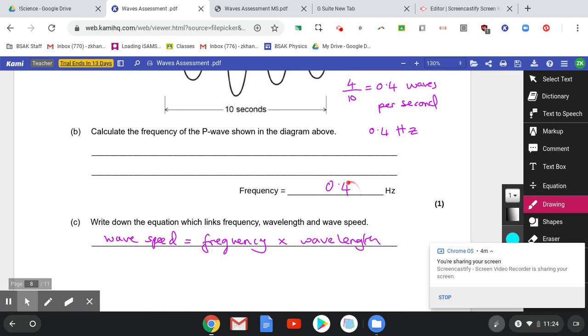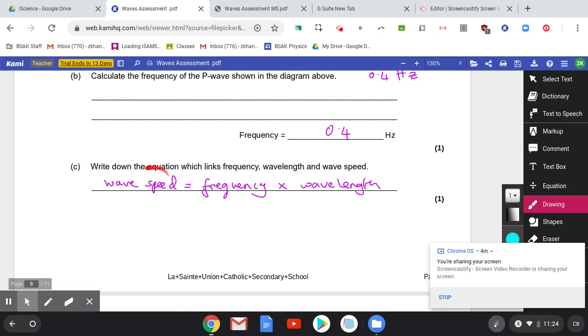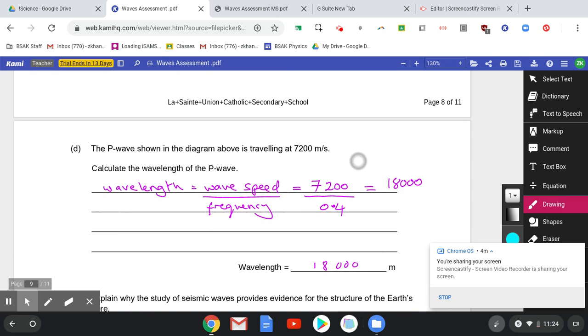If you get this wrong, and the next part of the question where you perform a calculation uses correct technique, you will pick up the marks. The formula that links wave speed, frequency, and wavelength is wave speed equals frequency times wavelength. You could have rearranged it and written it as frequency equals wave speed divided by wavelength, or wavelength equals wave speed over frequency.